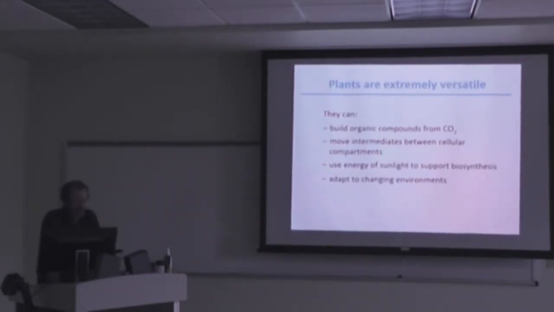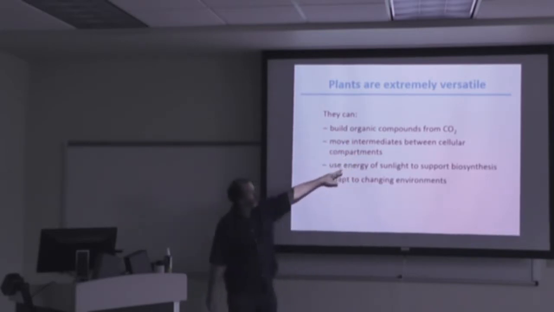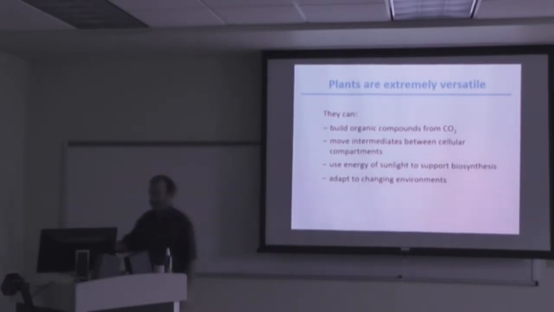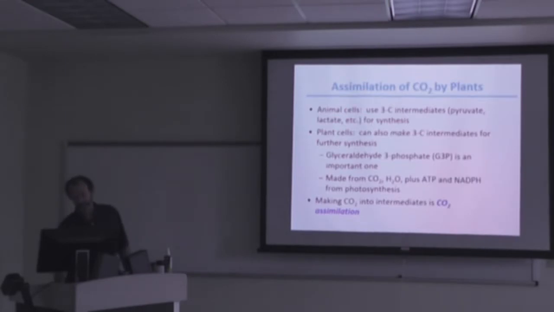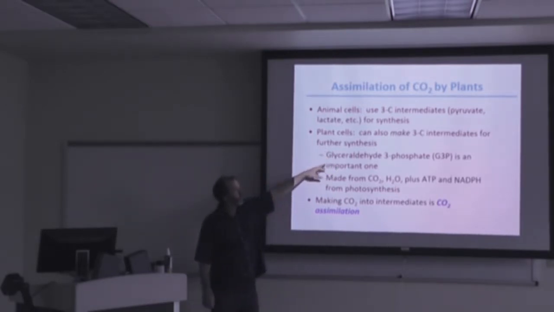So plants are extremely versatile. They build organic compounds out of carbon dioxide, move intermediates between cellular compartments, use energy of sunlight to support this biosynthesis, and they can also adapt to changing environments. And animal cells use 3 carbon intermediates, right? Pyruvate, lactate for synthesis. Plant cells will also make use of these 3 carbon intermediates for further synthesis.